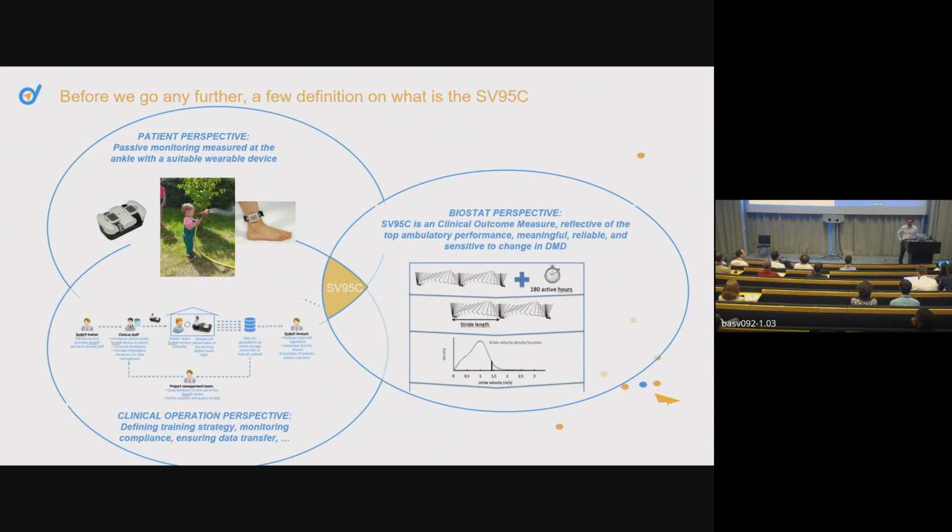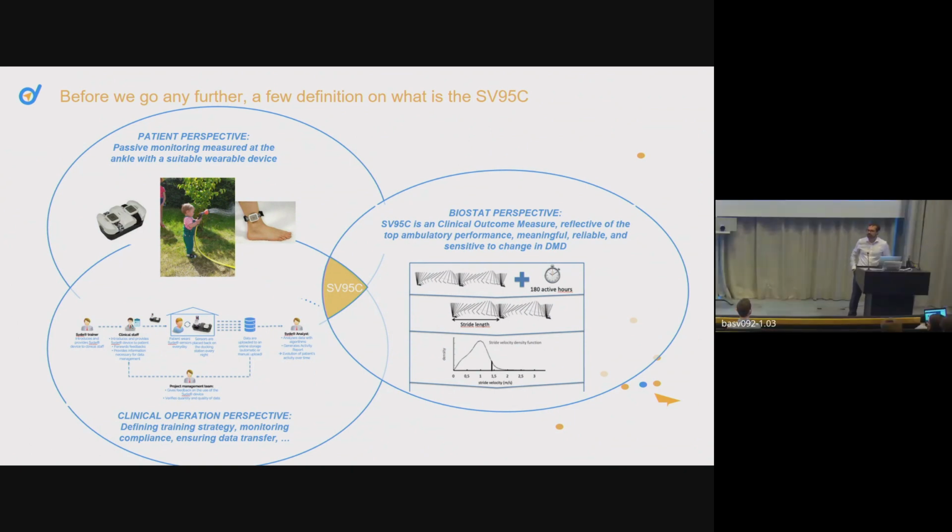So I'll try first to describe a bit this SV95C, what it means exactly. I think it means different things for different persons. If I'm putting myself in the shoes of the patients, I'm wearing a wearable, a small device, during the day and repetitively for several days. And then essentially this records very precisely what I'm doing with my upper body and lower body, or upper limbs and lower limbs. That's really what the patient is seeing, not much more than that.